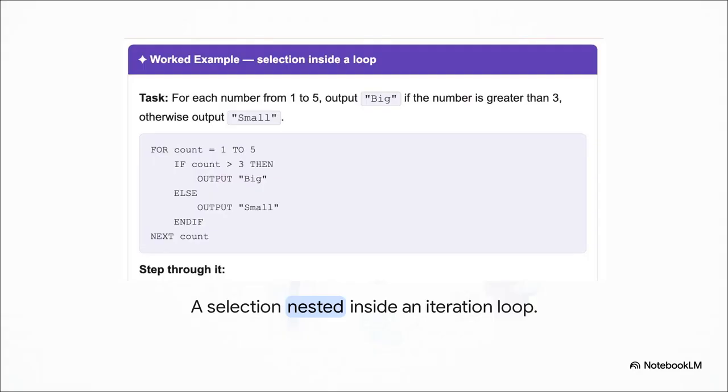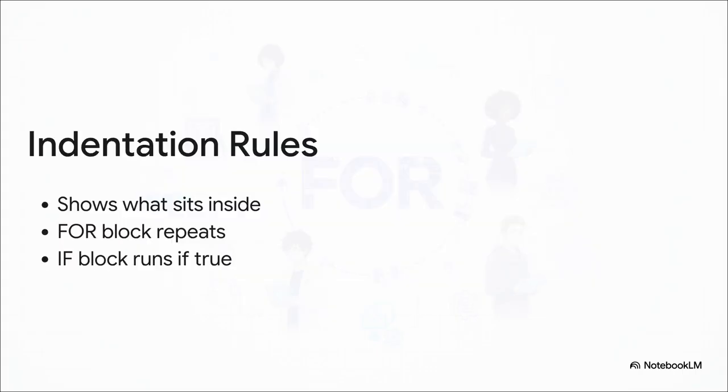Let's walk through an example. Say we have a for loop counting from 1 to 5, but inside that loop, we have an if condition. It checks if the current count is greater than 3, output the word big, else output the word small. Because we nested these together, the computer checks this logic on pass 1, pass 2, pass 3, and so on. It dynamically alters its output based on exactly where the counter currently is. Pretty cool, right? But how does the computer actually know the if statement is inside the loop?